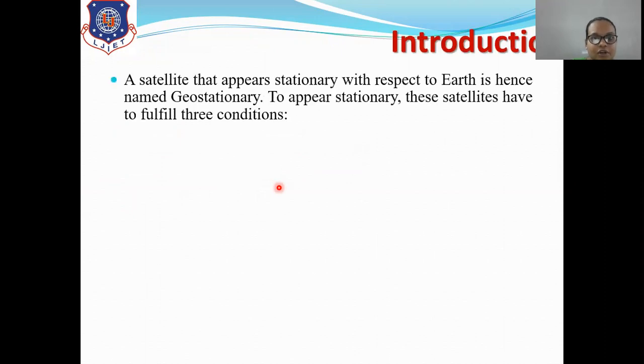So, first of all, what is geostationary orbit? As we have discussed in chapter 2 in types of orbits, why it is named as geostationary. A satellite that appears stationary with respect to Earth and is hence named geostationary. So with respect to Earth, it appears as stationary. That means the speed of the Earth's rotation as well as the speed of the satellite are both the same. So to appear stationary, these satellites have to fulfill three conditions.